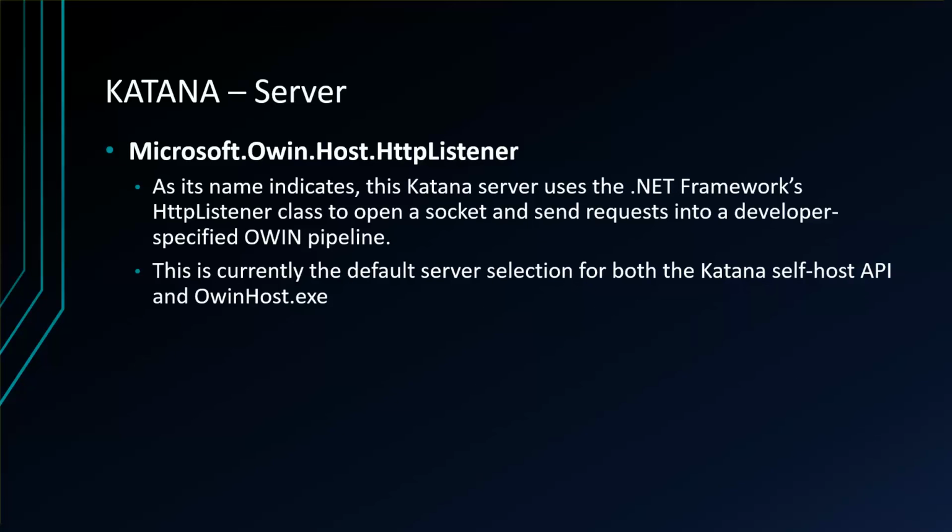The second way of implementing the server is the HTTP listener. This Katana server uses the .NET Framework HTTP listener class to open the socket, and it listens for the HTTP requests. And this is currently the default server selection for both Katana self-hosting API and OWIN host.exe. So there are two hostings right now: Microsoft supports OWIN host and self-hosting. For these two, the Microsoft HTTP listener is the default server.